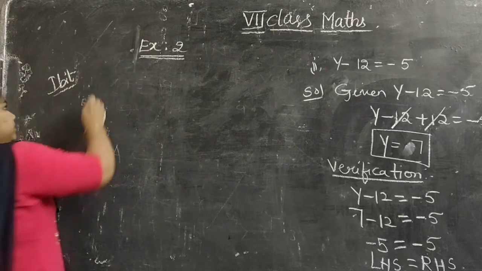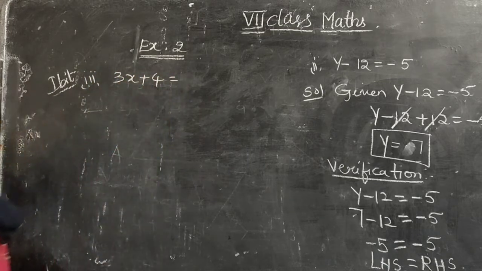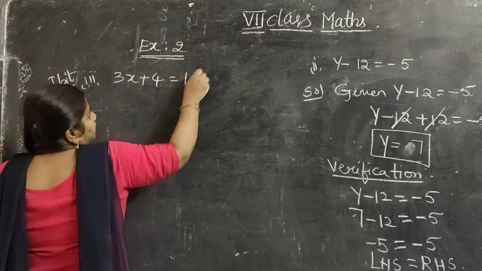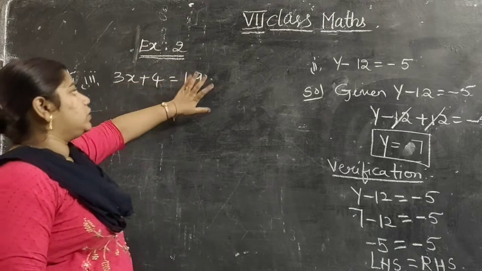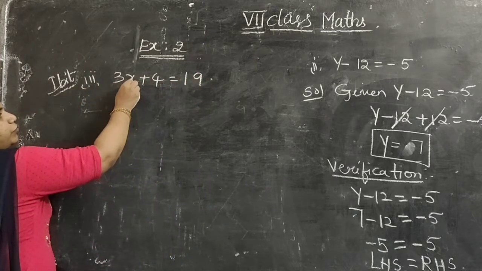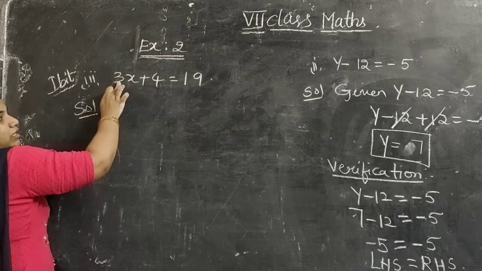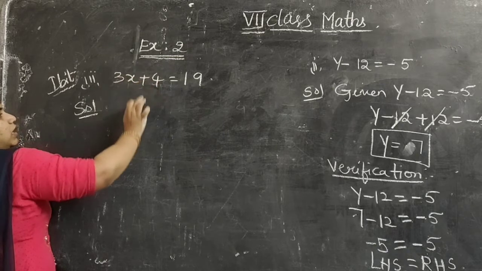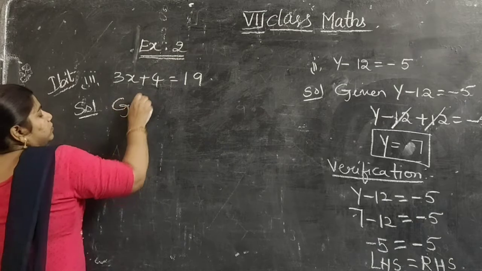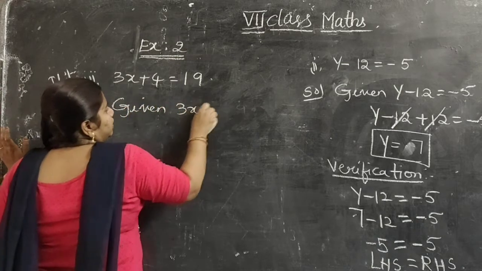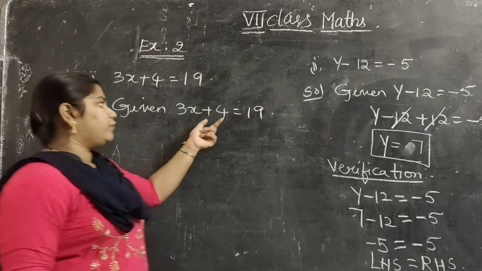So the third one, 3x plus 4 is equals to 19. What is the equation here? 3x plus 4 is equals to 19. We have to find the x value here. x is linked with 4, given 3x plus 4 is equals to 19. Which value do we have to eliminate? We have to eliminate plus 4.